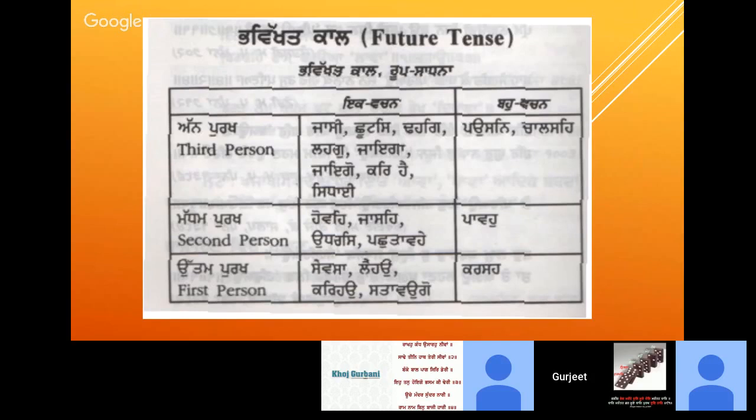Jasi, Chuttas, Taig, Jaiga, Jaigo, Karhe, Siddhai. This is one person, and then Pausan, Chalsen is in the plural. Same way in the second person, Hoven, Jasen, Udarsen, Pashtaven, Ho. And in the plural it is Pavo. So in the first person, Sevsa, Lehon, Karyon, Suaun, Go, Sutavon, Go, and Karsan. These are the different ways how the verbs have been classified in Gurbani.